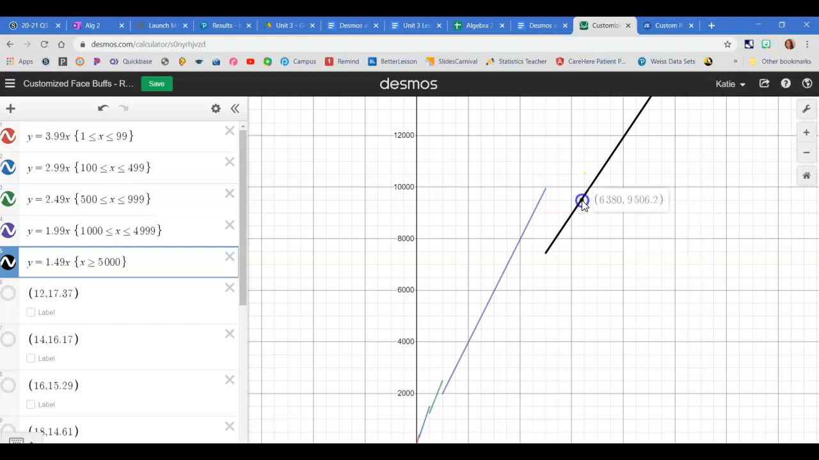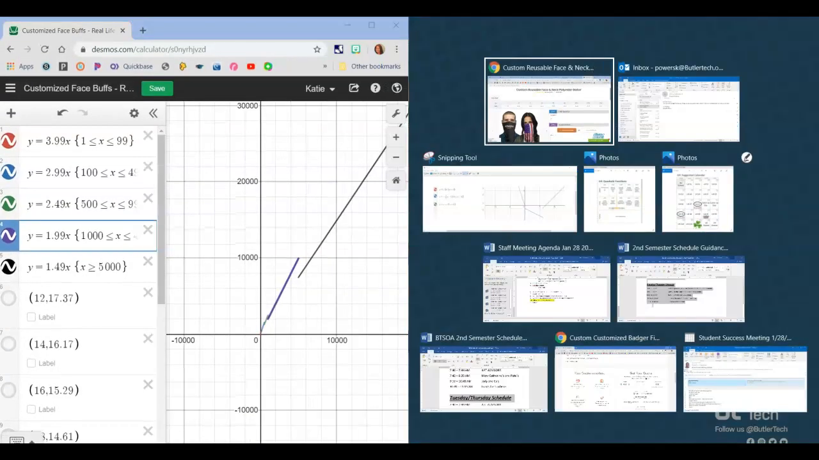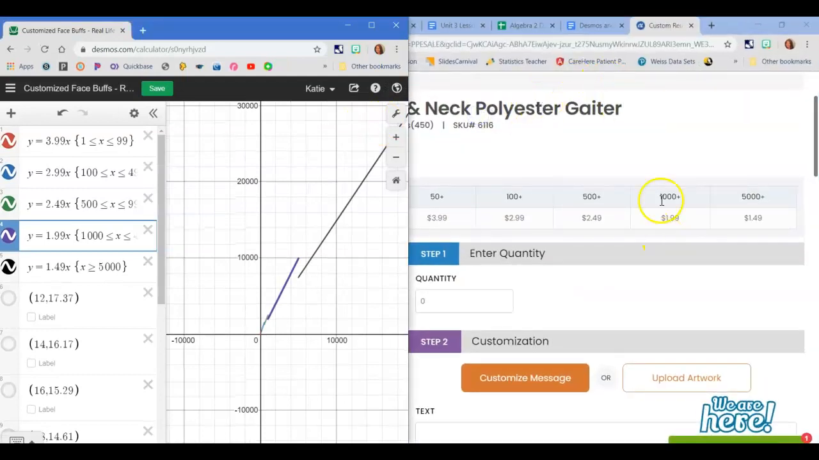I wish I knew how to make those points today. And then $9,900 for 4,980. So you get the idea. Piecewise functions come in handy. This was super simple to type in. These functions were just literally looking at this table here.